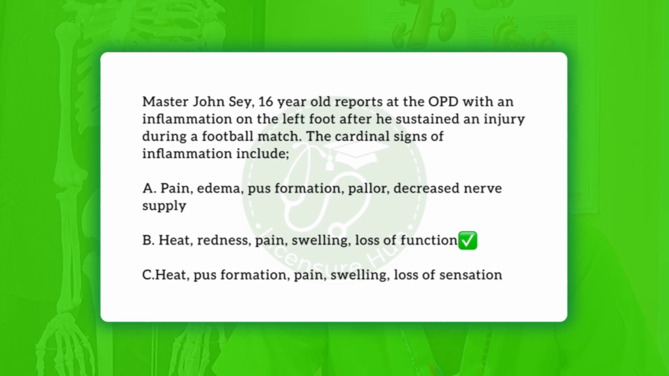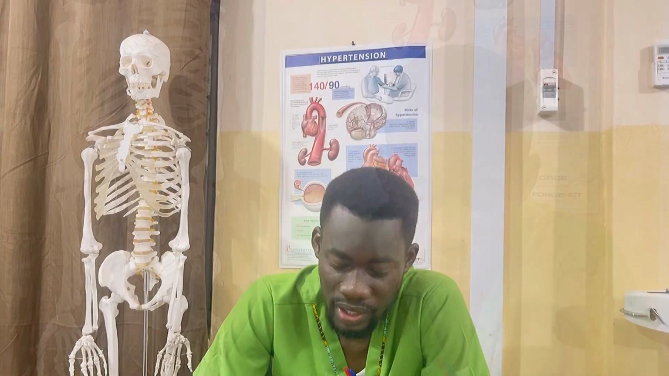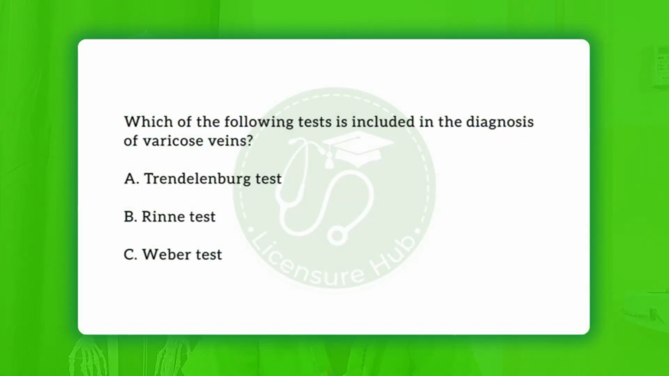Option B, having heat, redness, pain, swelling, loss of function. These are all distinctive cardinal signs of inflammation, making option B the correct answer in this question. And so heat, redness, pain, swelling and loss of function are the cardinal signs of inflammation as propounded by Virchow. Our next question: which of the following tests is included in the diagnosis of varicose veins?